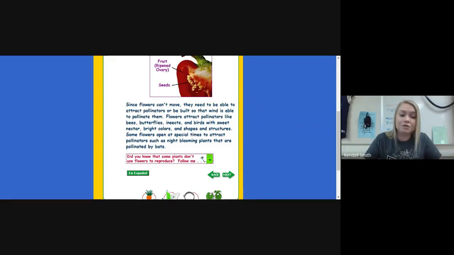Some flowers open at special times to attract pollinators, such as night blooming plants that are pollinated by bats. So these are all different adaptations to attract specific and certain pollinators. We are most familiar with bees, and they're everywhere. Well, not as much anymore. So bees are really important in pollination, and that's how we get the majority of our foods in the grocery store, our fruits and vegetables. So that's why we got to protect those bees, because without bees and butterflies, those flowers aren't getting pollinated. So next time you see a bee, don't squash it. They're very important in the pollination process.